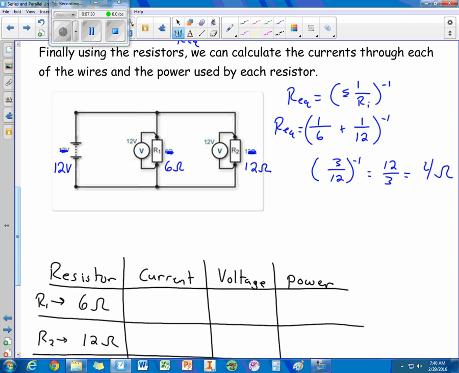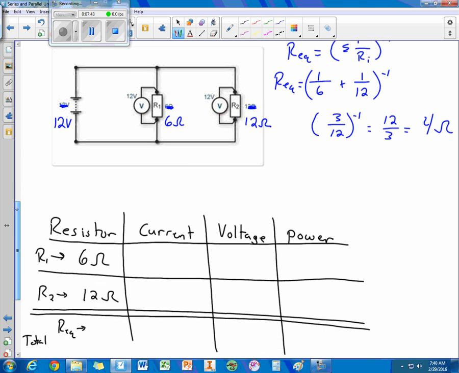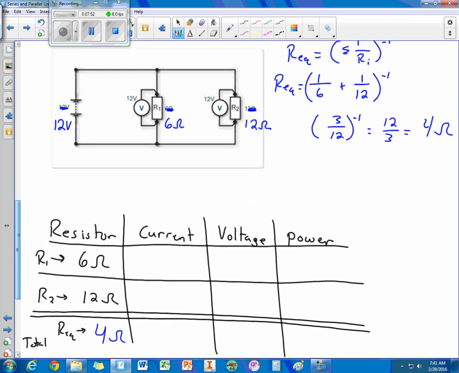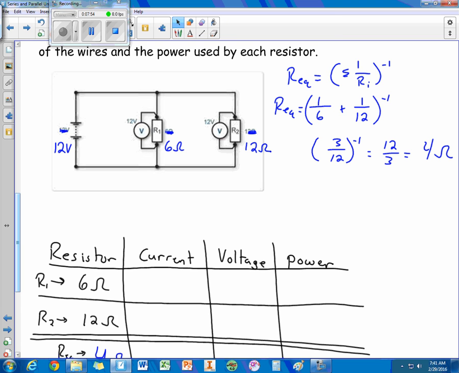That's something else that's special about these branching circuits. The equivalent resistance will always be less than your smallest resistor. Notice that 4 ohms is less than 6. That is always true. The purpose of branching circuits is to reduce the overall resistance of your circuit. All right, our main current then would equal the EMF divided by the equivalent resistance. That's just going to be 12 volts divided by 4 ohms. That's pretty simple. 3 amps.